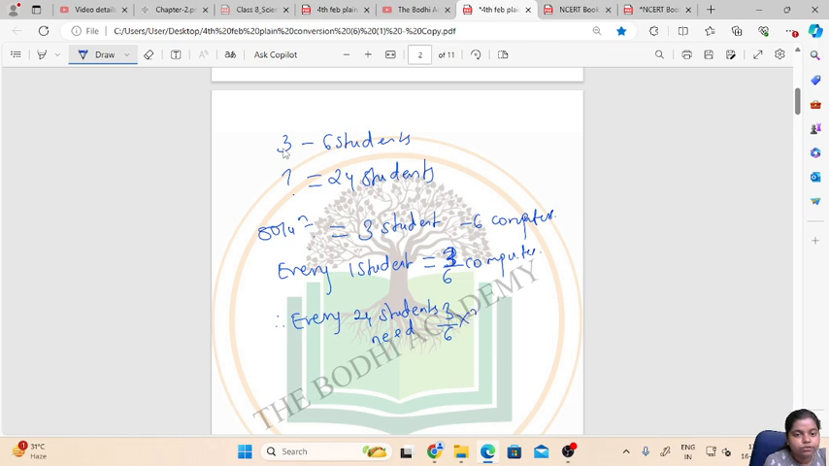3/6 into 24, like the previous one only. So here we'll get it as, after cancellation, 3 into 4. 6 1s are 6, 6 4s are 24. So 3 into 4 is 12 computers are required for 24 students.